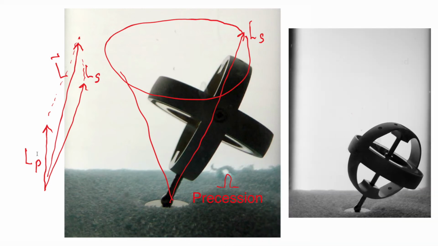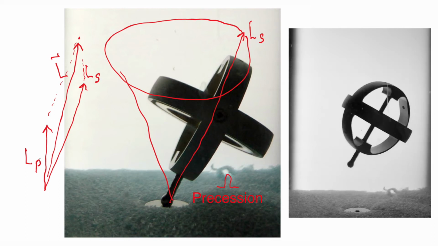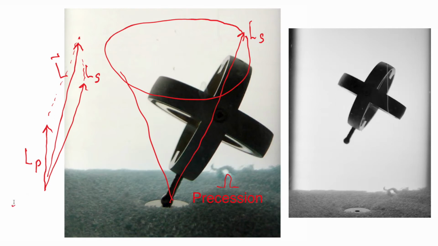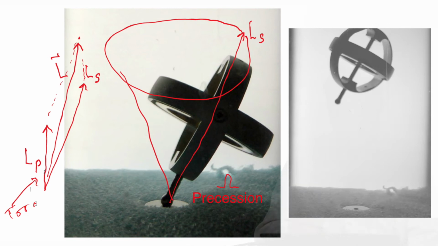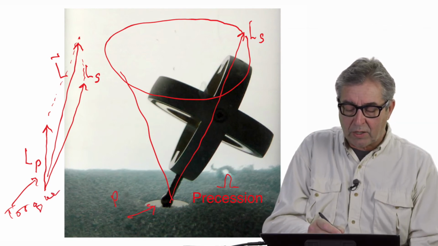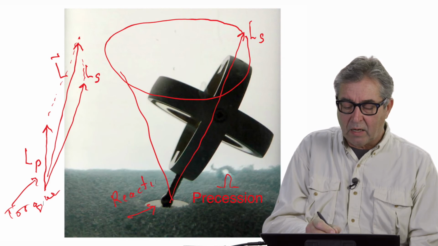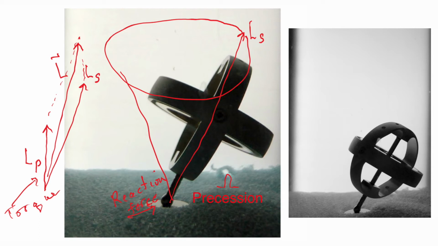So when weight goes away and torque goes away, torque must be added to get rid of this component of the angular momentum, and that means that there is a reaction torque and a reaction force that is acting on the base of the gyroscope in order to stop and eliminate L sub p.